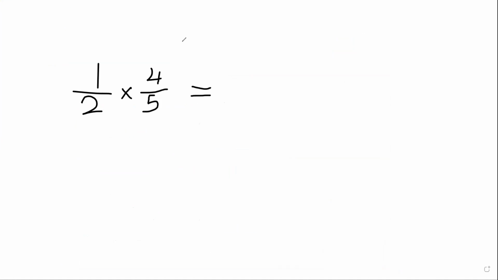So now you're going to multiply 1 with 4, okay, and 2 with 5. In multiplying fractions, you have to multiply the numerator with the numerator and the denominator with the denominator. So 1 times 4 is 4, 2 times 5 is 10. I will repeat: when multiplying fractions, you multiply the numerators and then multiply the denominators, and you put them under each other.